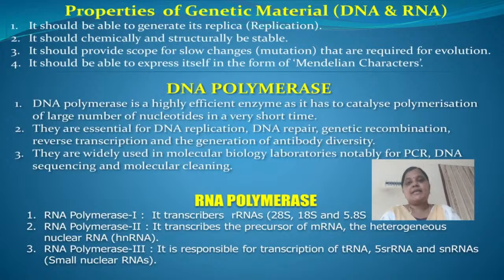Both DNA and RNA are able to mutate. In fact, RNA being unstable mutates at a faster rate, and consequently viruses having an RNA genome and a shorter lifespan mutate and evolve faster. So this is about the third point: it should provide the scope for the slow changes that are required for evolution.